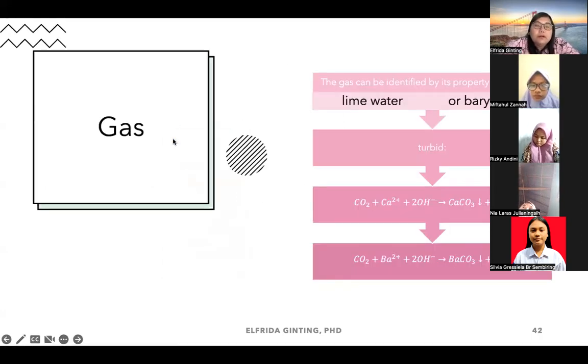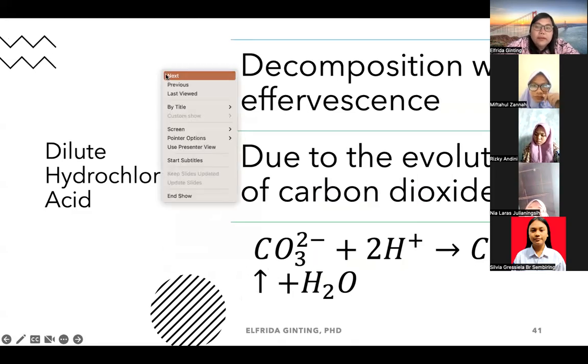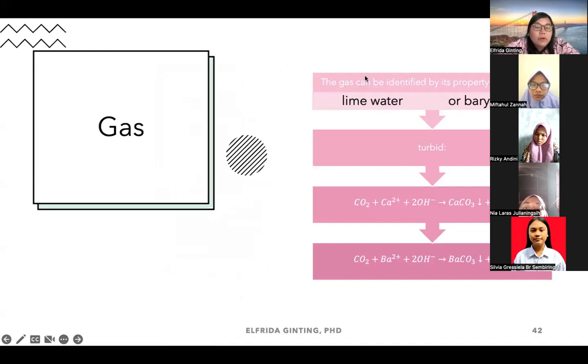Okay, now, the gas that is formed here, right? We react with lime water or barita water, then it will form a precipitate. So this is the CO2. We react it with lime water or barita water, then it will form calcium carbonate as a precipitate and or barium carbonate as a precipitate.